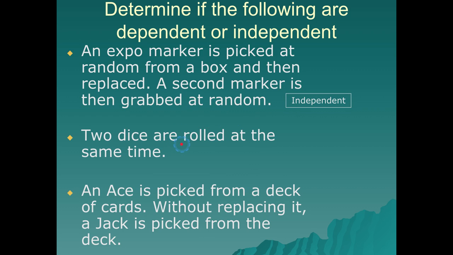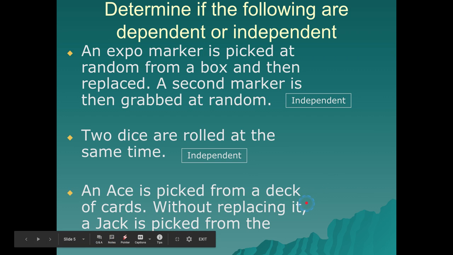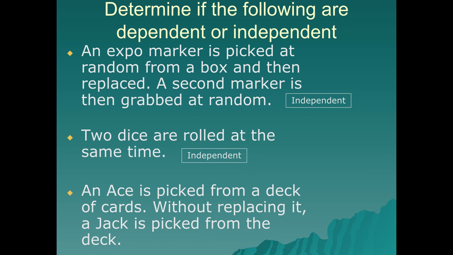Two dice are rolled at the same time. Does one die have an effect on the other die? If I roll a 3 on one die, does that mean I'm going to roll a 3 on the other? No, they're independent. They don't affect each other. What about if an ace is picked from a deck of cards, and without replacing it, a jack is then picked from the deck of cards? I did not replace it, so my outcomes are changed, so those are dependent.